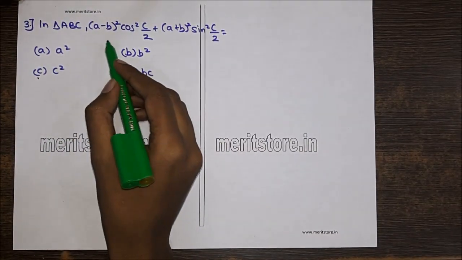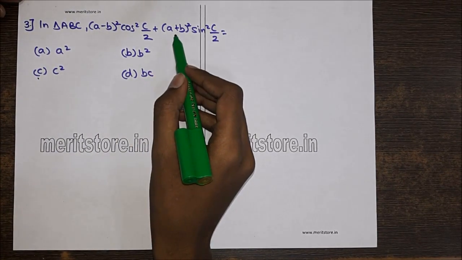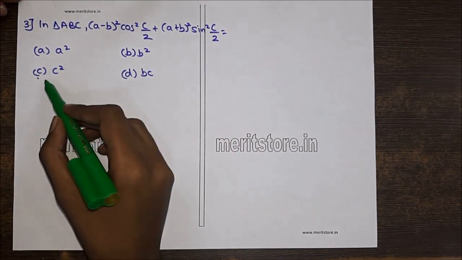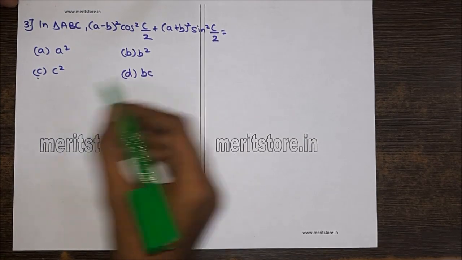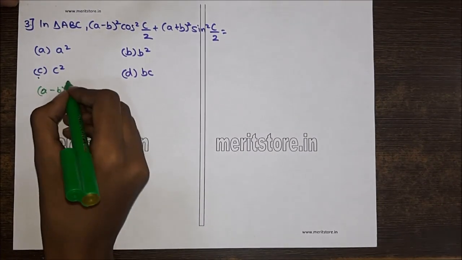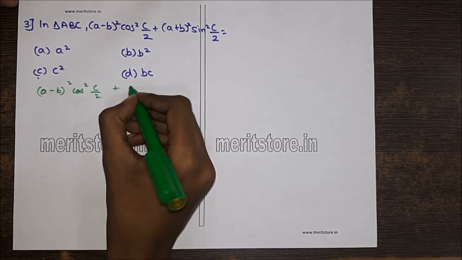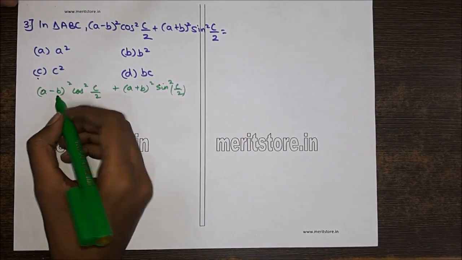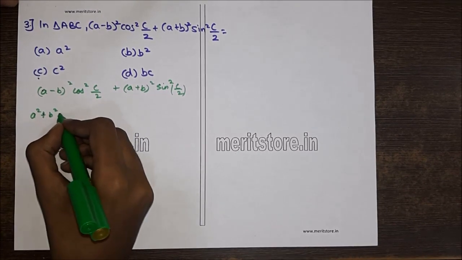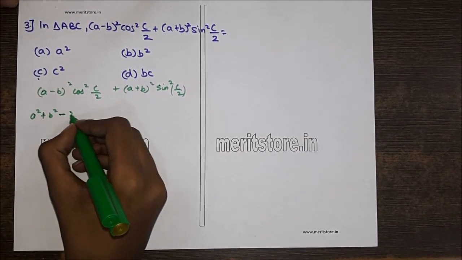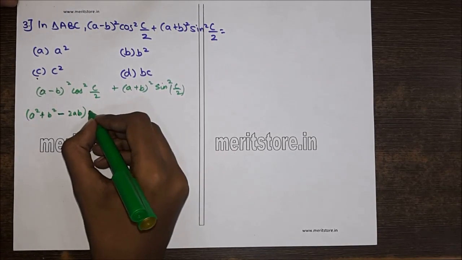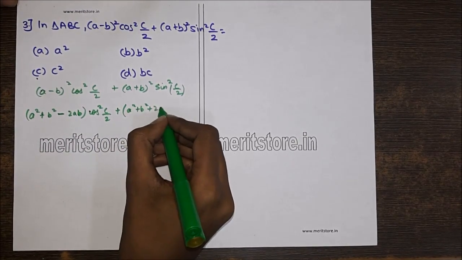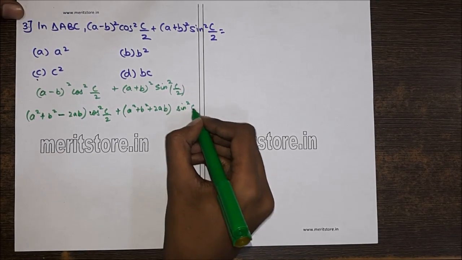In triangle ABC, (a minus b) the whole square into cos square C by 2 plus (a plus b) the whole square into sin square C by 2 is equal to option A a square, option B b square, C c square and D bc. So we rewrite the equation: (a minus b) the whole square cos square C by 2 plus (a plus b) the whole square sin square C by 2. Now (a minus b) the whole square can be written as a square plus b square minus 2ab into cos square C by 2 plus, this is a square plus b square plus 2ab into sin square C by 2.